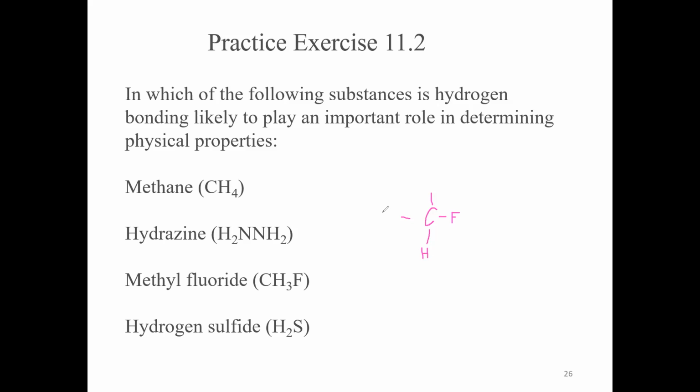But with methyl fluoride, we're going to see we'll have that methyl group with just a fluorine substituted for one of those hydrogens. So even though we've got the elements we need, we're not going to have the fluorine bonded directly to that hydrogen. So we don't have those atoms bonded together like we need them. So we wouldn't actually have hydrogen bonding here. So we'll only have it in the hydrazine. We won't have it in any of the other molecules listed there.